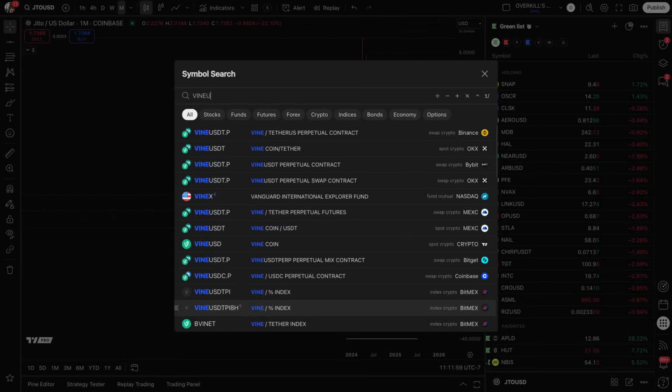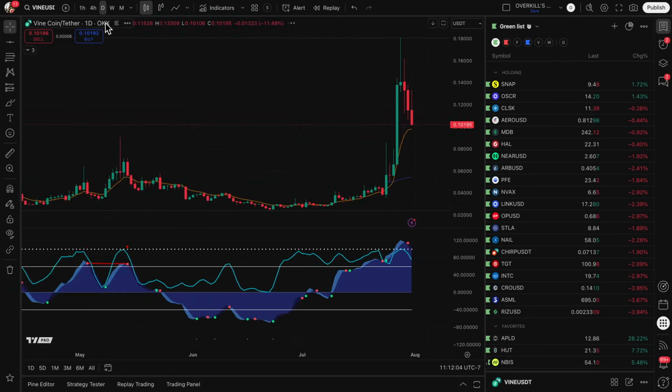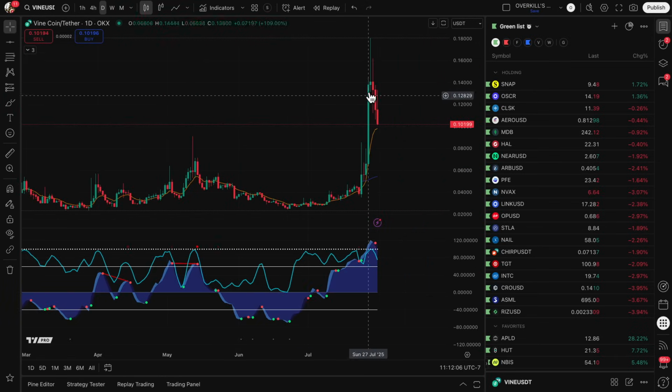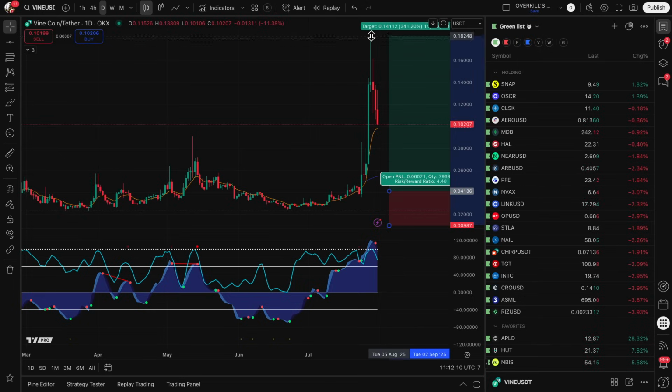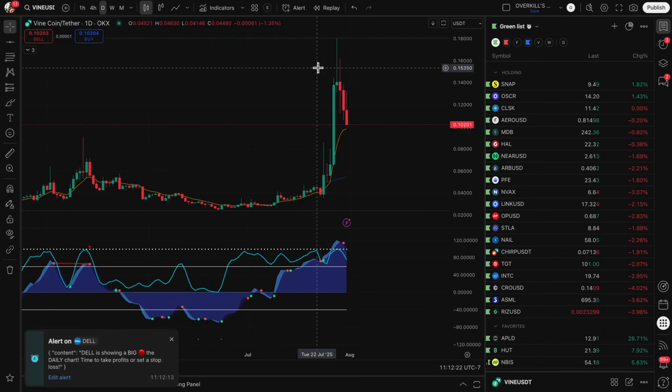Vine. That looks interesting. Vine coin. Big monster move up. I mean, here you go again, right? 4 cents all the way up to 18. That's a 300% move. When stuff moves like that, there's going to be profit takers, guys. The people that were buying down here are going to be taking profits up here. So now it's coming straight down, so I wouldn't touch it.